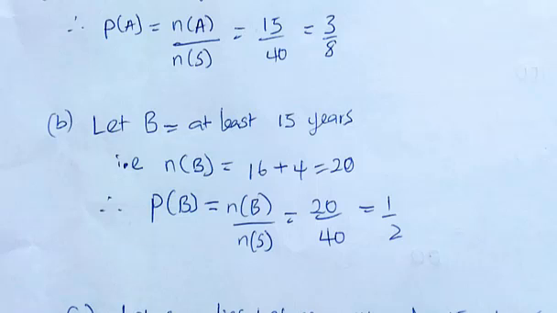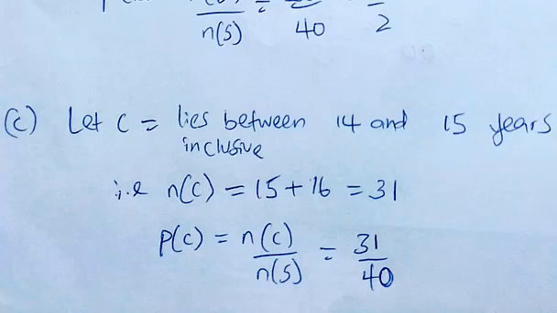B, let B be equal to at least 15 years. That is, N of B equals 16 plus 4. At least 15 years in that case means 15 and above. So that becomes 15 and 16 in terms of years. So the number of students of those 15 and 16 ages is 16 and 4, and 16 plus 4 gives 20. Therefore, probability of B equals N of B over N of S, which is equal to 20 over 40, which is also 1 over 2.